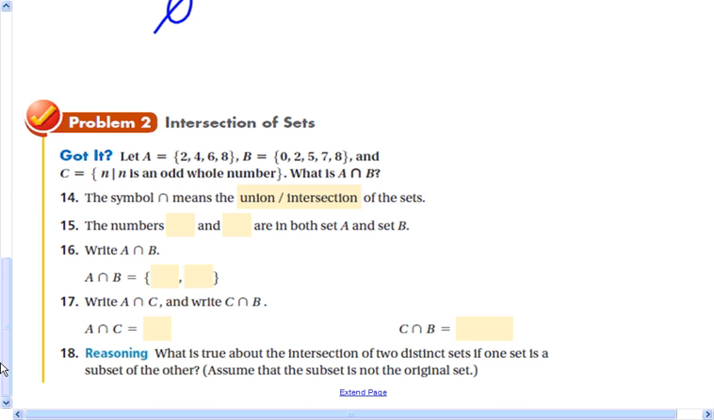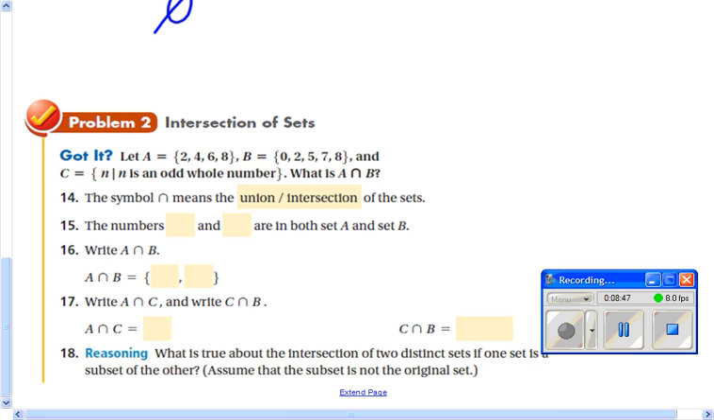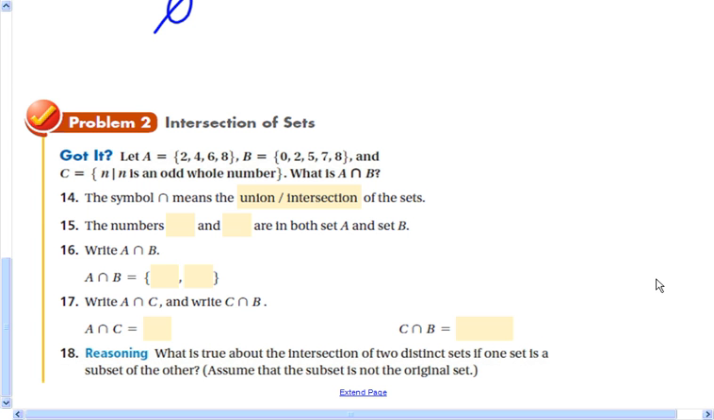All right. So C is n such that n is an odd whole number. A is 2, 4, 6, 8. B is 0, 2, 5, 7, 8. The symbol upside down U means intersection. The numbers 2 and 8 are in both sets A and B. So A and B, or A intersect B, is the numbers 2 and 8.